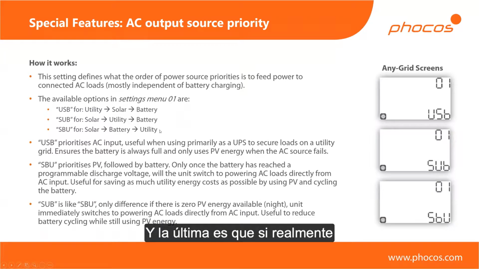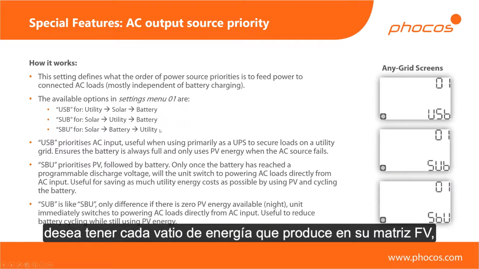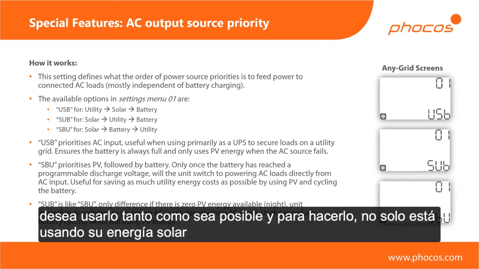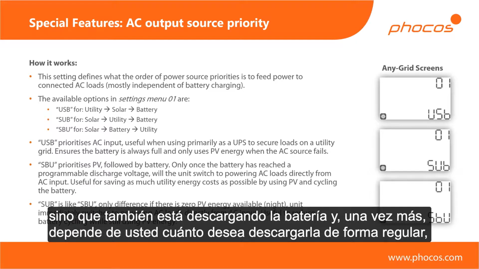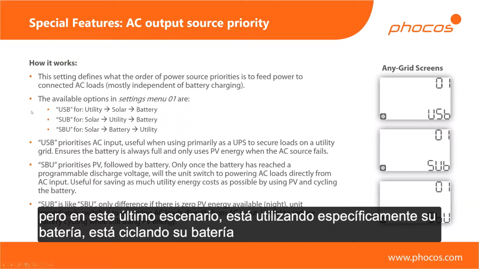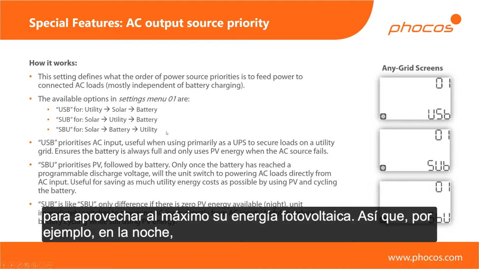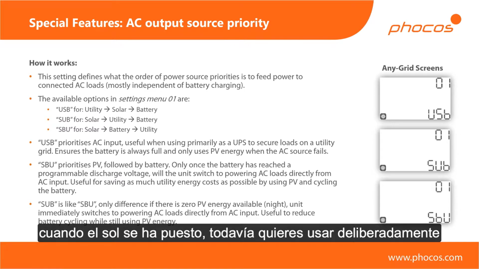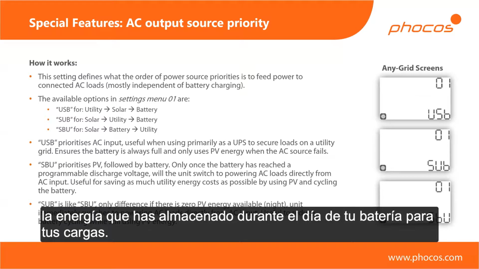And the last one is, if you really want to have every watt of power that you produce in your PV array, you want to use that as much as possible. And to do that, you're not only using your solar power, but you're also discharging your battery. And again, it's up to you how far you want to discharge your battery on a regular basis. But in this last scenario, you are specifically using your battery, you're cycling your battery to make the most of your PV energy. So for example, in the evening, when the sun has set, you still purposely want to use power that you've stored throughout the day from your battery for your loads.